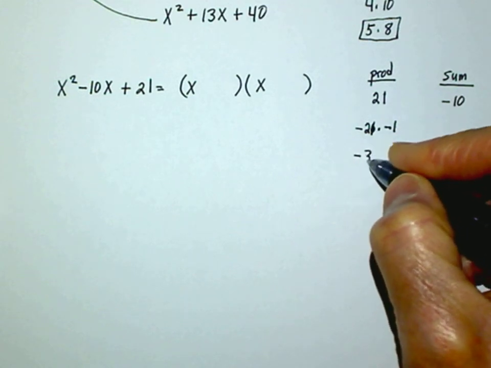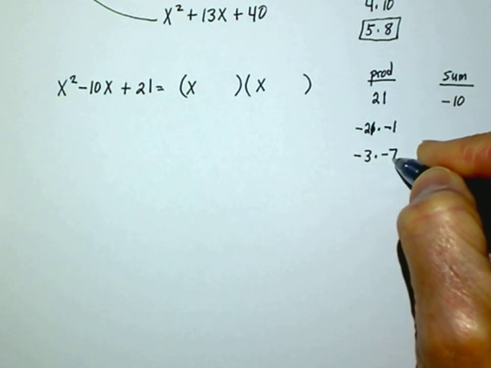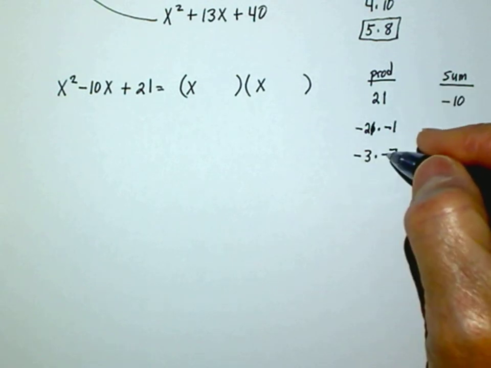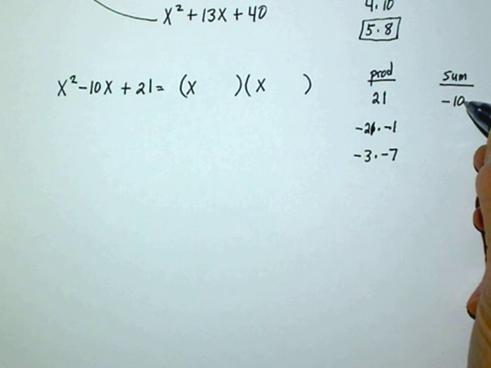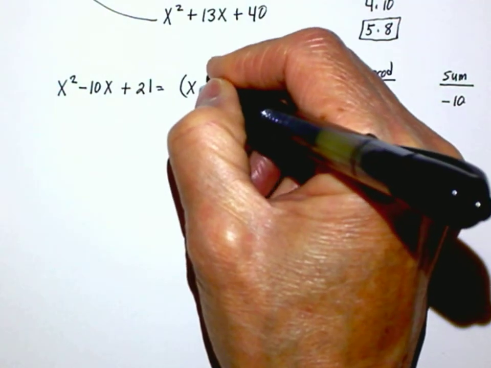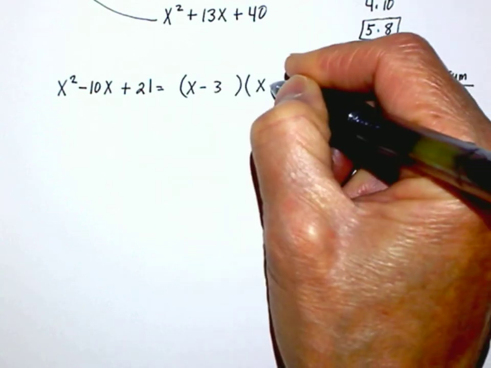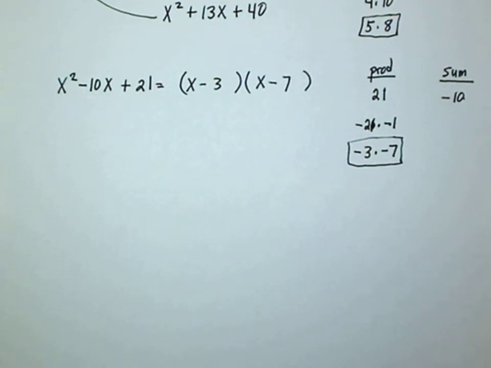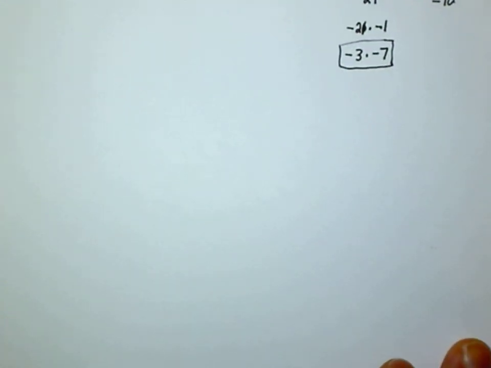Okay, let's try something else. How about negative 3 times negative 7? That gives me a positive 21. Negative 3 plus negative 7 gives me negative 10. That will work, so I just simply plug those into my parentheses. And I could check it by foiling. I'm not going to take time to do that this time.